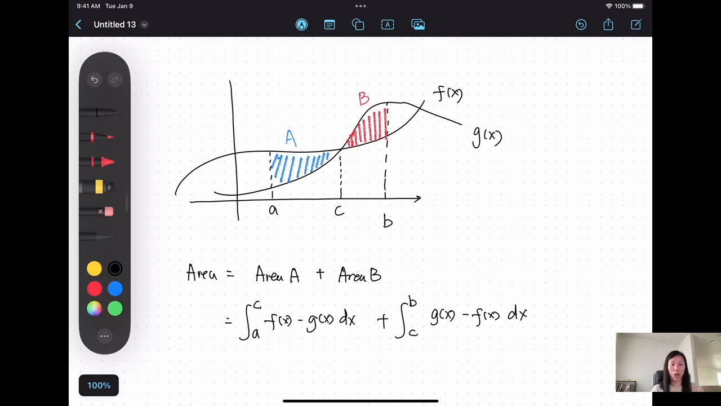So remember that when you're doing this type of question, the first thing is you always start with a graph. After that, you need to identify which graph is on top and which one is on the bottom. It's always the top graph minus the bottom graph to find the in-between area. And then sometimes we need to separate them into a couple of regions.